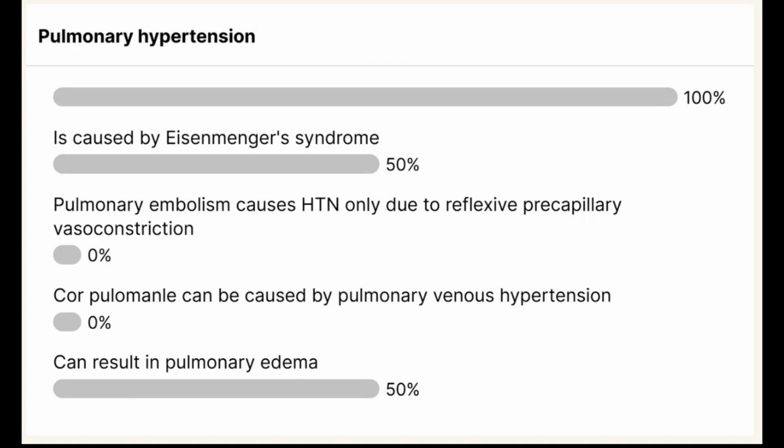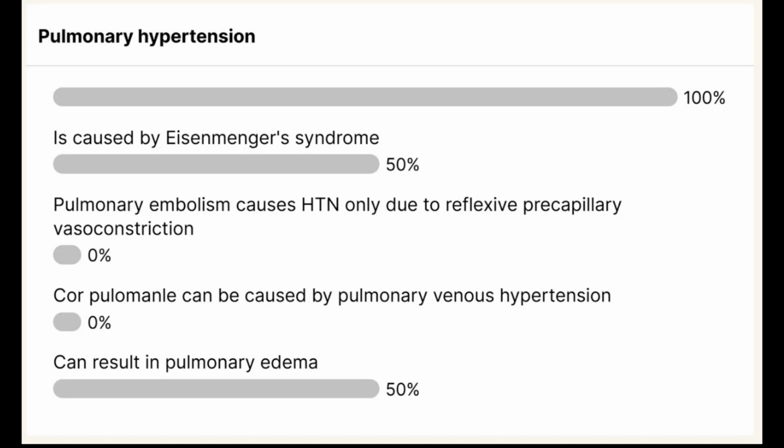Then about pulmonary embolism, causes hypertension only due to reflexive precapillary vasoconstriction. So this is false because it's true that it causes hypertension because of the reflexive vasoconstriction, but there's also a decreased blood flow to the areas that are embolized. And because there's a decreased blood flow, there is a reflexive bronchoconstriction according to the V/Q ratio, and that results in hypoxia in that area, so you also end up having hypoxic vasoconstriction. So these two factors both contribute to the hypertension that is caused by pulmonary embolism.